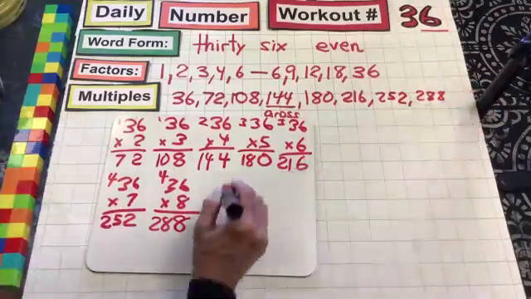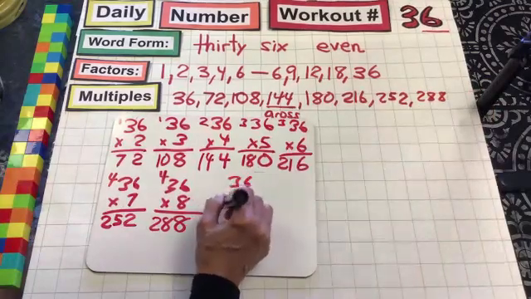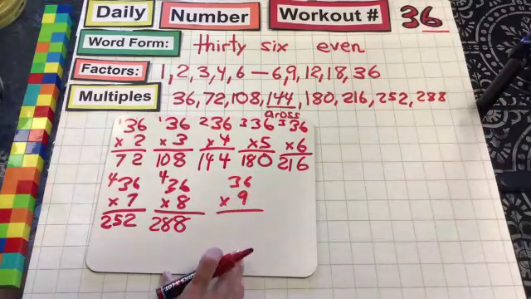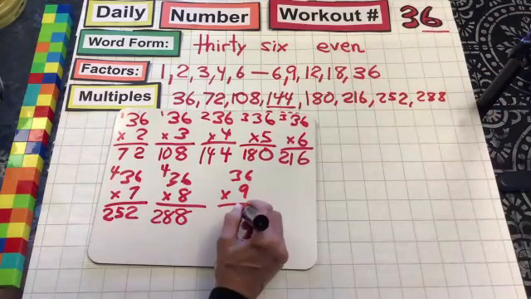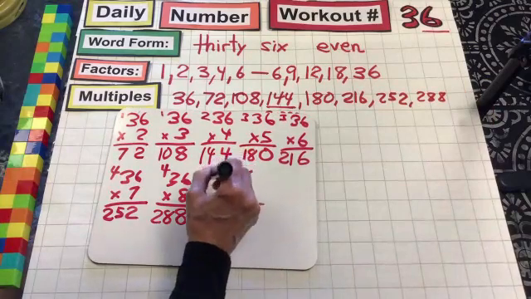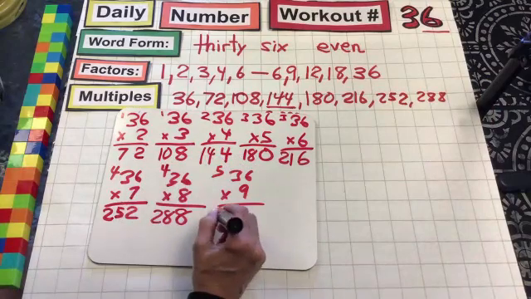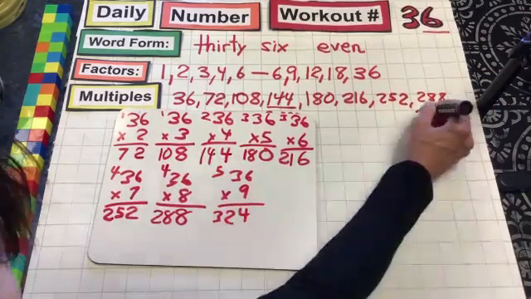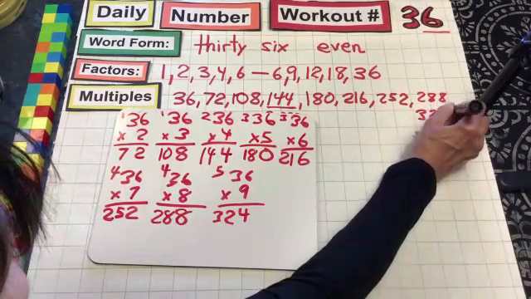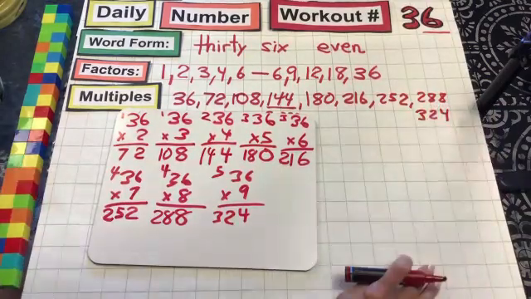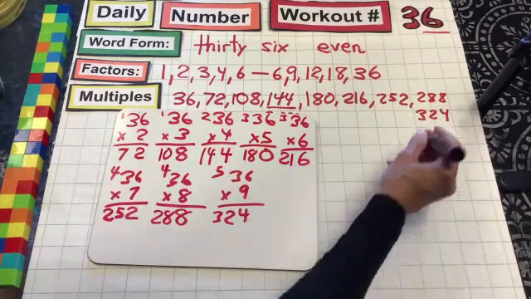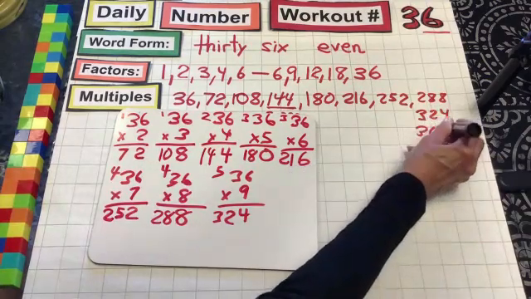288. All right, 36 times 9. 9 times 6 is 54. Drop the 4, carry the 5. 9 times 3 is 27, plus 5 is 32. So we have 324. Then we have 10 times 36 is 36 with a 0.